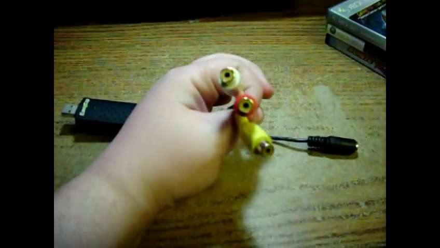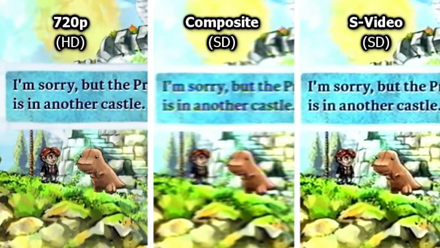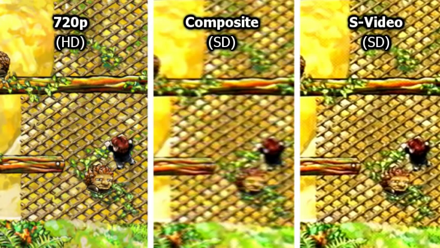The type of cables the Easycap uses are standard yellow, red, white composite cables, as well as one connector for S-Video. The S-Video cable is extremely important. As you can see by these comparison shots, S-Video provides a major boost in video quality over the standard yellow composite connector. It's not high definition, but it's about as clear as standard definition video can get.